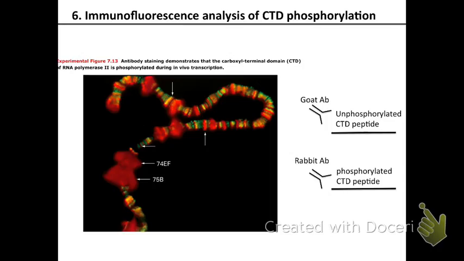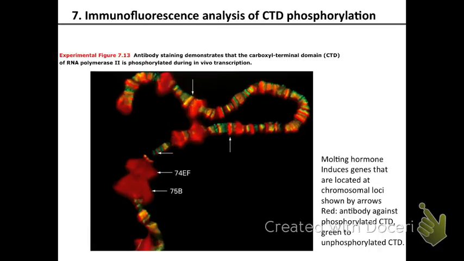All right? So these two regions were responding to molting hormone. These two regions were encoding genes that respond to the molting hormone. So they puff because they get transcribed.